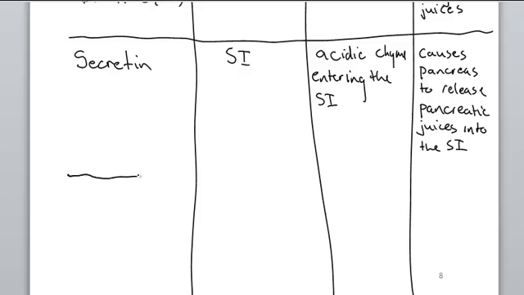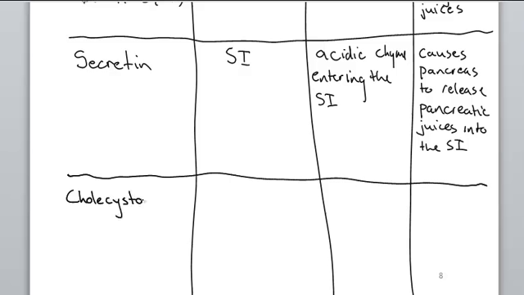And the last key hormone we're going to talk about, it's quite difficult to pronounce. It's called cholecystokinin. Cholecystokinin. CCK.